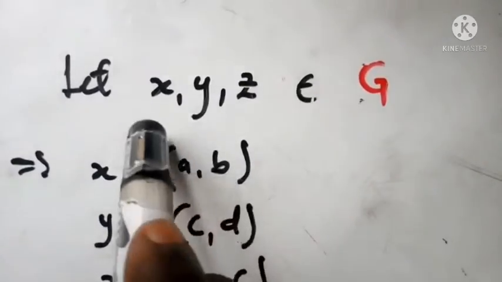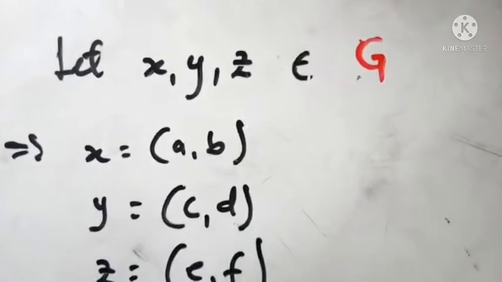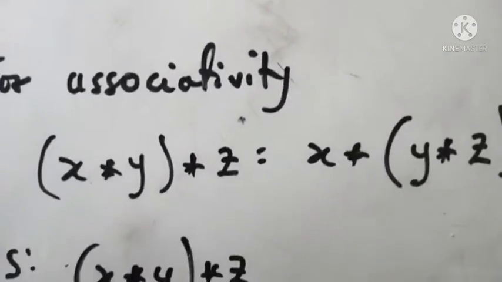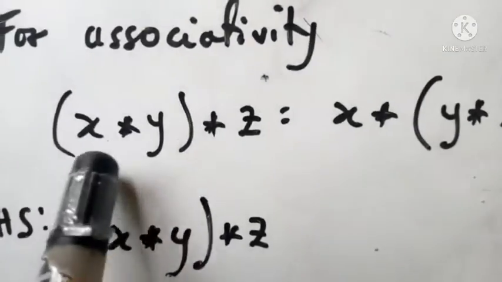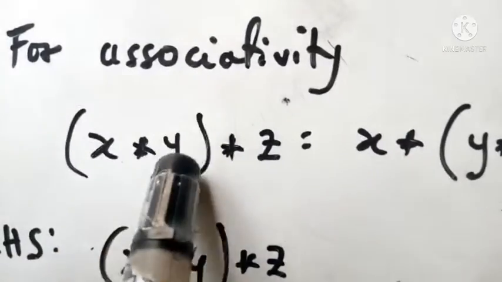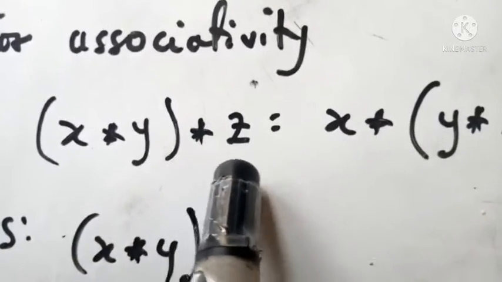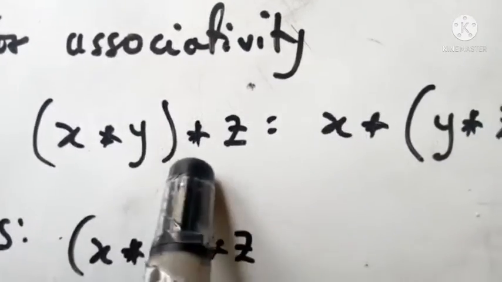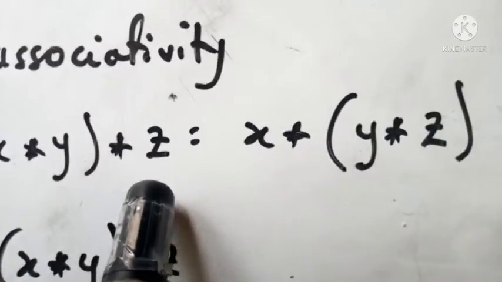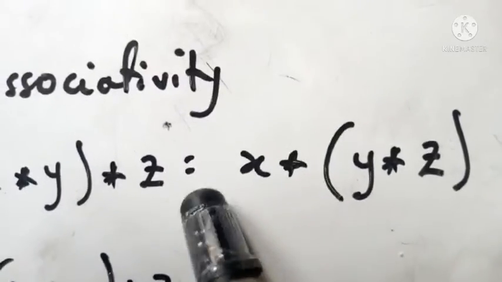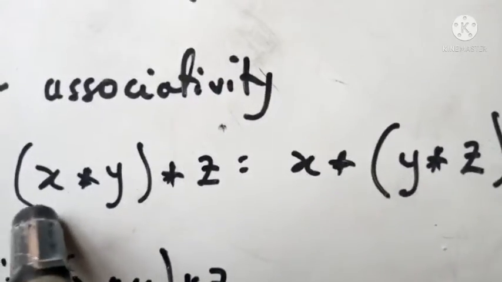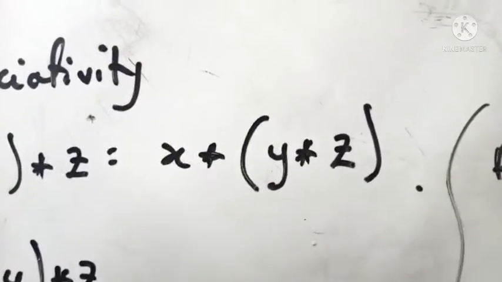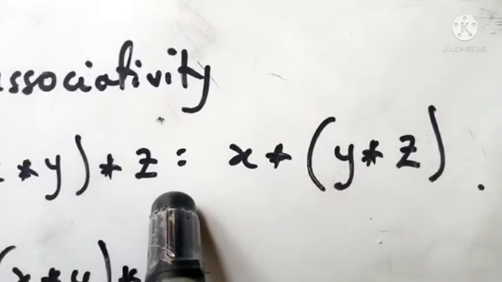Now that we know these three people, we need them to prove associativity. What associativity means is that if you pick the first two, X and Y, into one bracket, and then combine that with the third one, which is Z, it must be equal to when I pull out the first one, X, and then operate on the last two, Y and Z. They must be the same. That is the equal sign here.